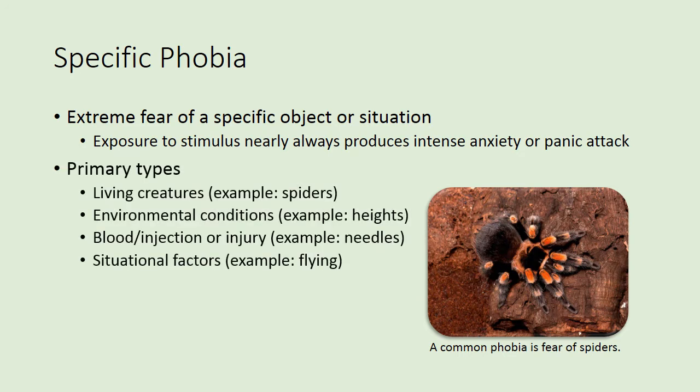The primary types are of living creatures such as dogs, cats, elephants, insects, and spiders. Environmental conditions such as heights, storms, or water. Blood, injection, or injury, for example, needles or invasive medical procedures. And situational factors such as airplanes or flying or being in an elevator. Some other situations are listed as possible factors for specific phobias in the DSM-5, such as loud noises or costumed characters, such as clowns.